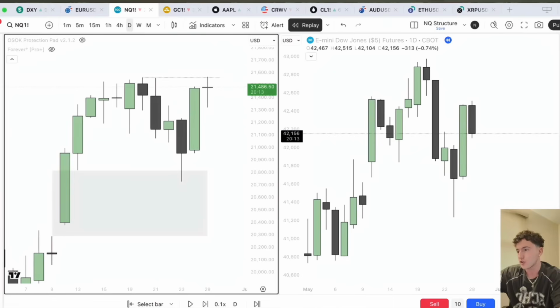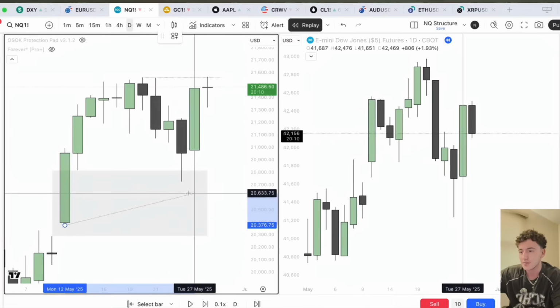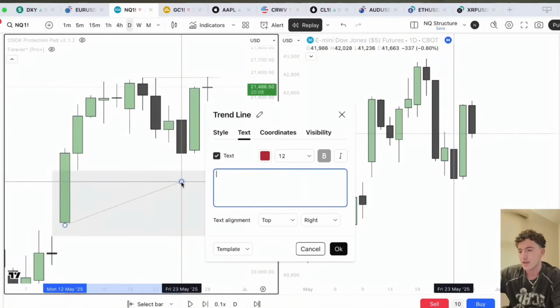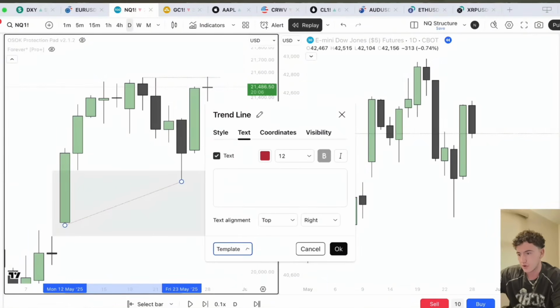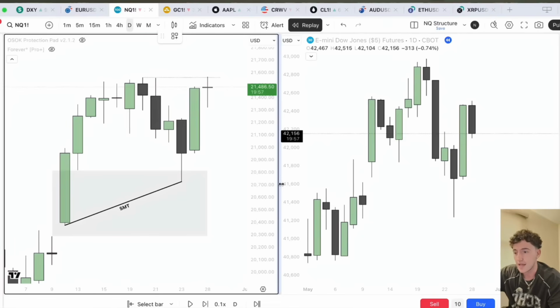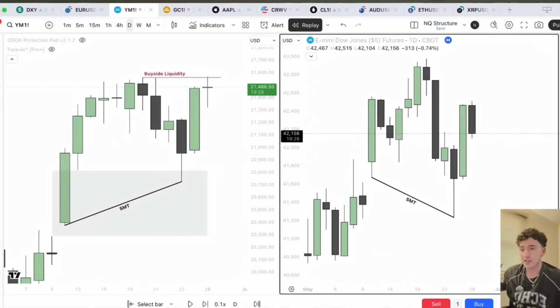And what did this internal range liquidity pool have? SMT divergence at the tag with the Dow Jones. Notice how I don't have the S&P next to this because there's no SMT between the NASDAQ and the S&P 500. So everything this week was derived from a comparison between the NASDAQ and the Dow Jones.